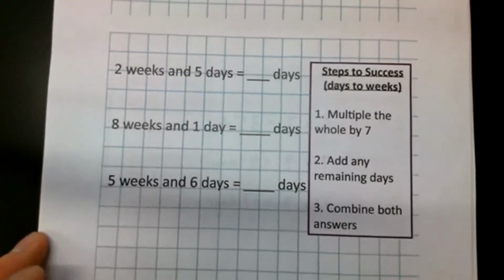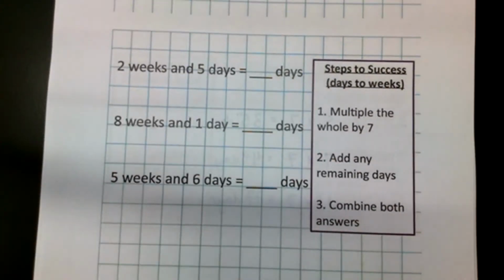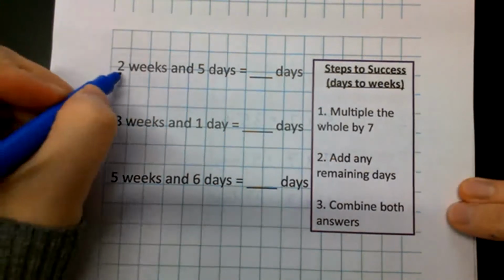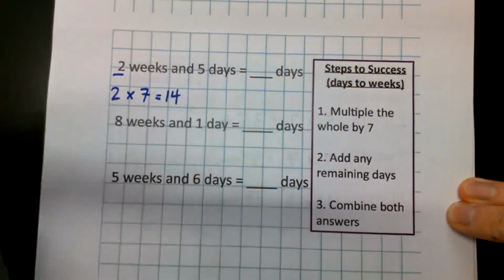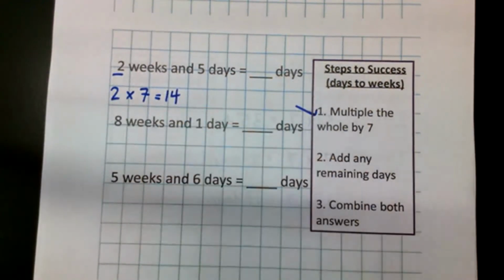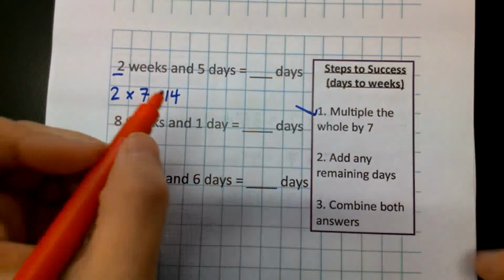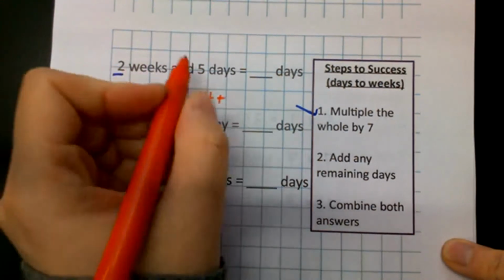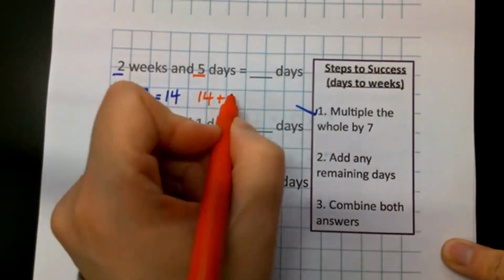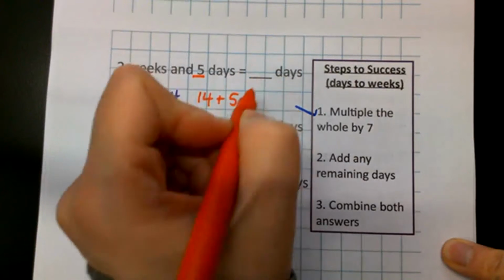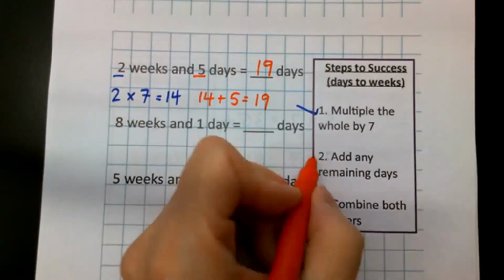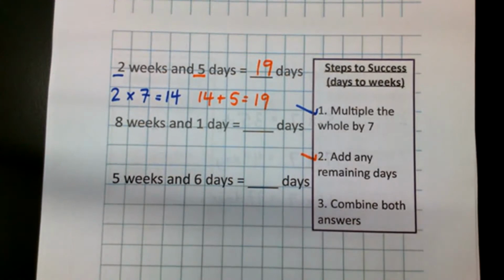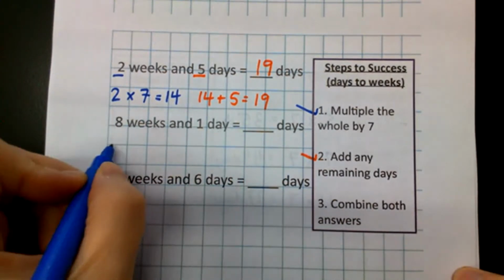Let's see here, this one. I'm going to show you again. Multiply the whole first by 7, so I have 2. 2 times 7 equals 14. Then I'm going to add any remaining days, so I'm going to add 5 days to my 14. 14 plus 5 equals 19. So that gives me 19 days. Great. Okay, next, can you tell me?